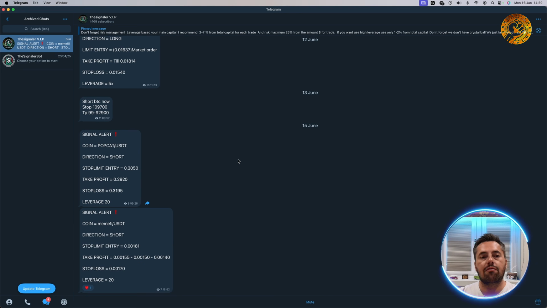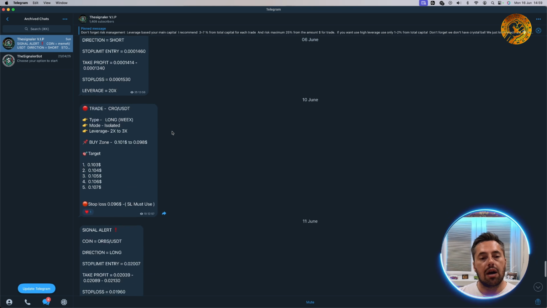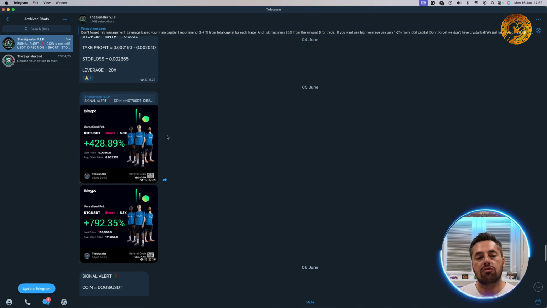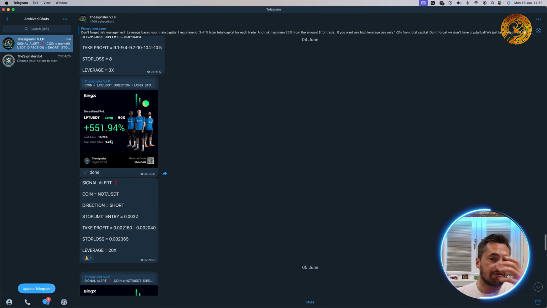Now, to show you the VIP Signal Alert Telegram page, you can see here that they have the Signal Alert. They give you the coin, they give you the direction, where to put your stop loss, where to take profit. They give you absolutely everything you need to be making money in the market. Moving up a little bit, you can see the profits going on here, 792%, 428%, 551%, more signals given out. It is such a good indicator and a great community for you to be a part of, as there are many other people like you looking to make money.